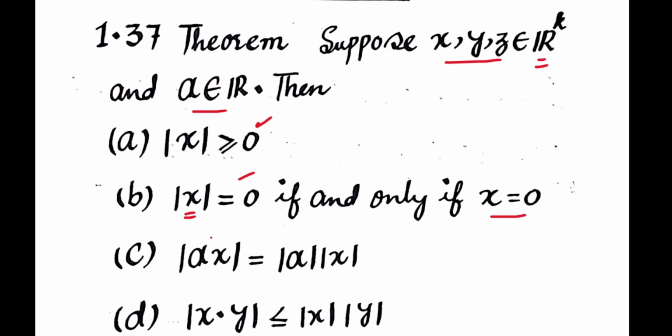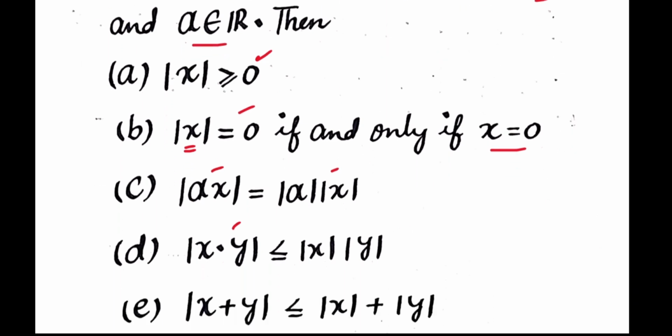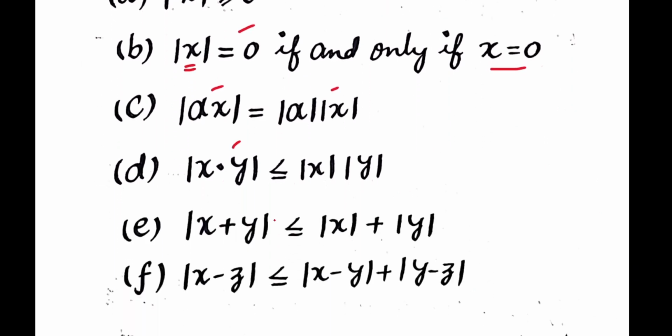The norm of alpha x is the absolute value of alpha times the norm of x. The next one is the absolute value of x dot y is less than or equal to the product of their norms. Now, E is the triangular inequality, and F is the norm of x minus z is less than or equal to the norm of x minus y plus the norm of y minus z.